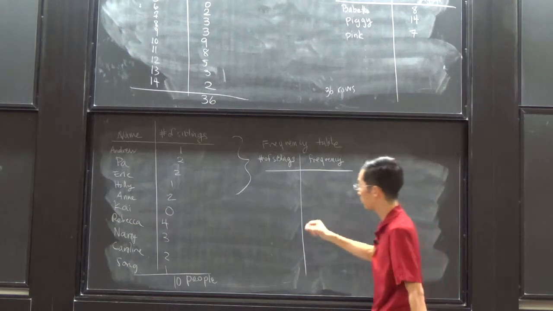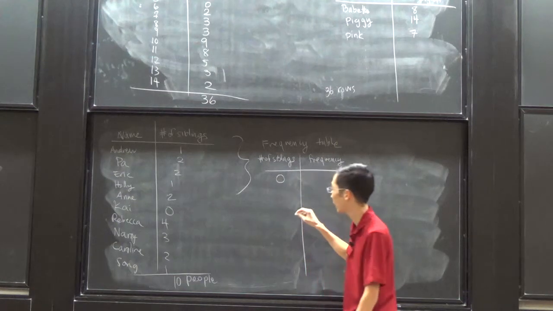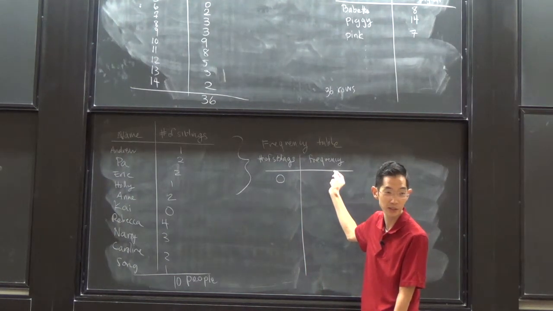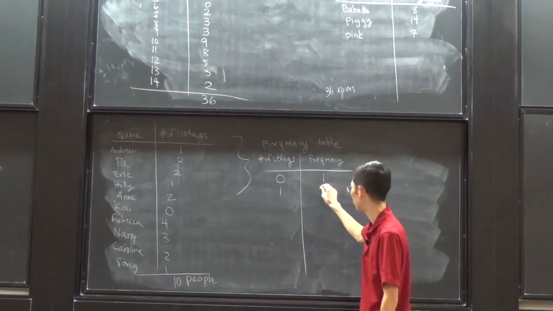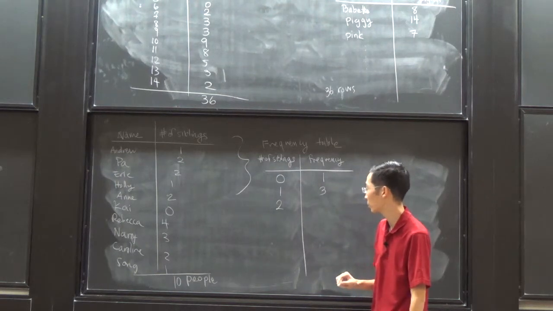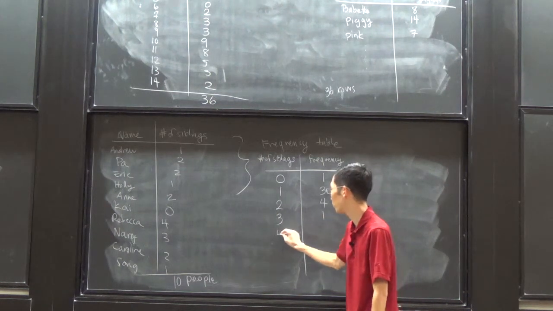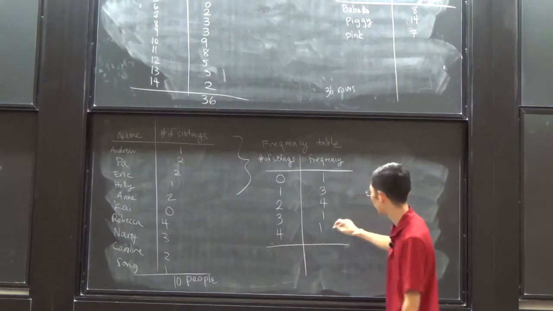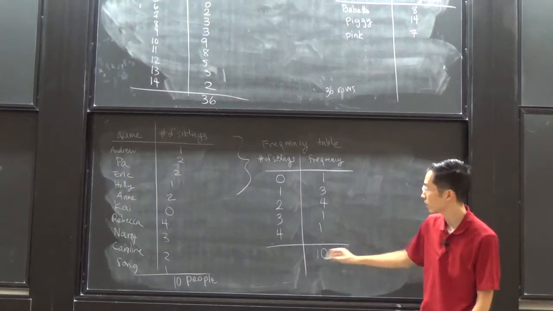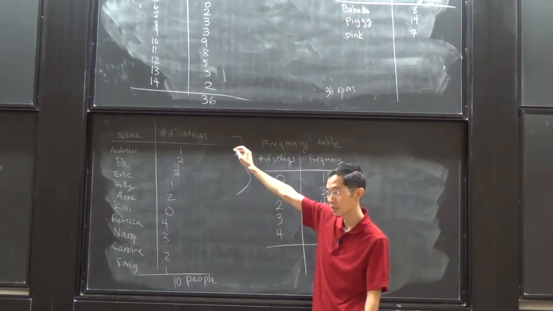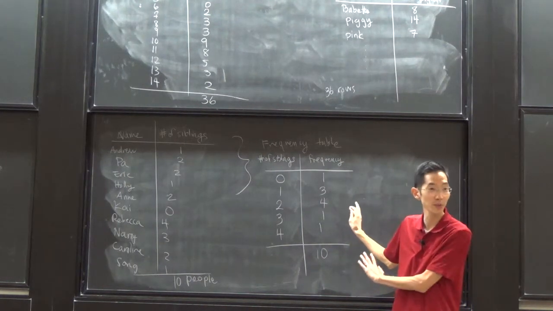So my frequency table, I'm going to start off with 0. How often does the number 0 show up in my data set? Once. Then I go to the next number. How often does the number 1 show up? 3 times. What about the number 2? 4 times. And the number 3? Once. And the number 4? Once. If I add this up, what do I get? 10. So all 10 people in my raw data set are represented in my frequency table. Is this good with everyone?